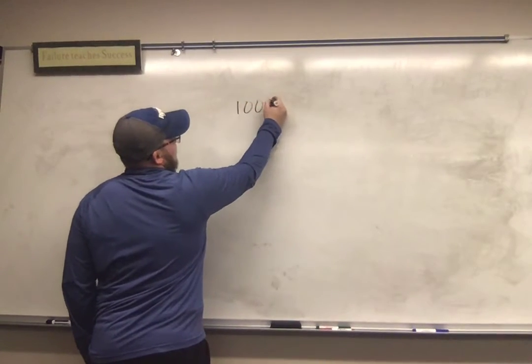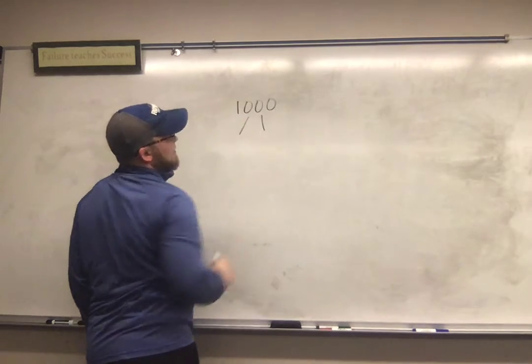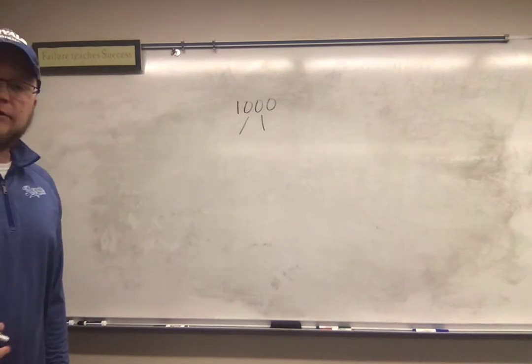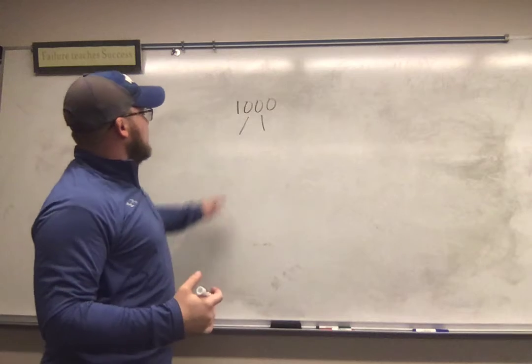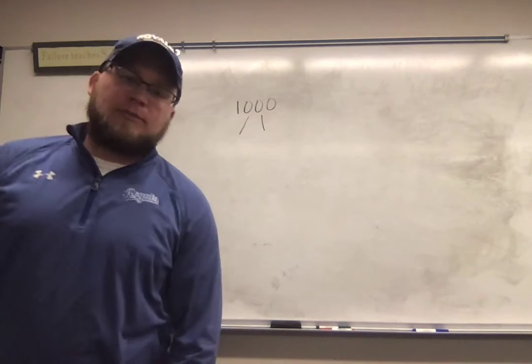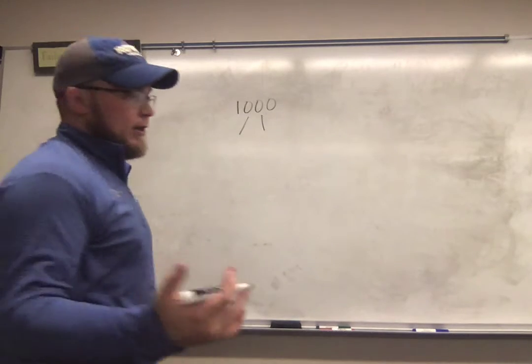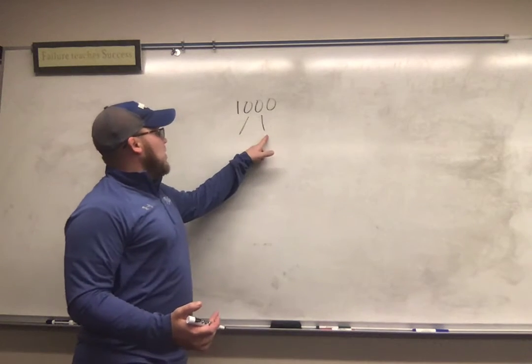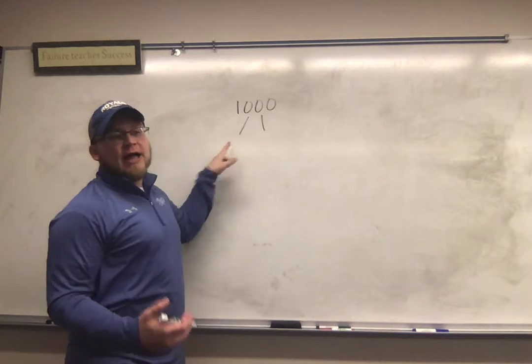We're going to write the number 1,000, and we are going to factor tree this out first. What you want to do first is find two numbers that equal 1,000 that you can multiply. Okay, you cannot say 1,000 times 1 because you're still going to have the number 1,000.